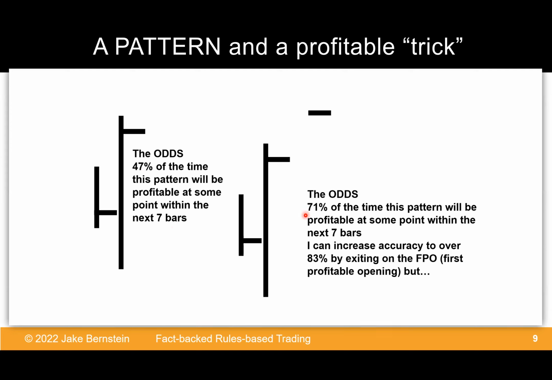With this one, 83% of the time, you will have a profit target. 71% of the time, you will have the opportunity to take a profit within the next 7 bars. So this is 50-50 probability. This is significantly more probability. So this is what I mean when I talk about a pattern. I can take that pattern and put it on a screen, I can run statistics on it, and I can have a rule.